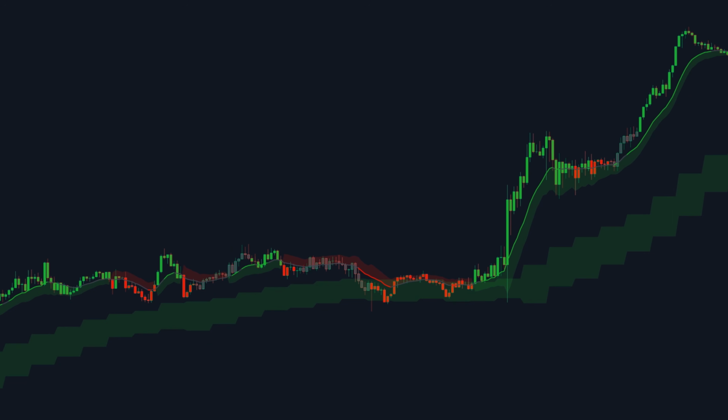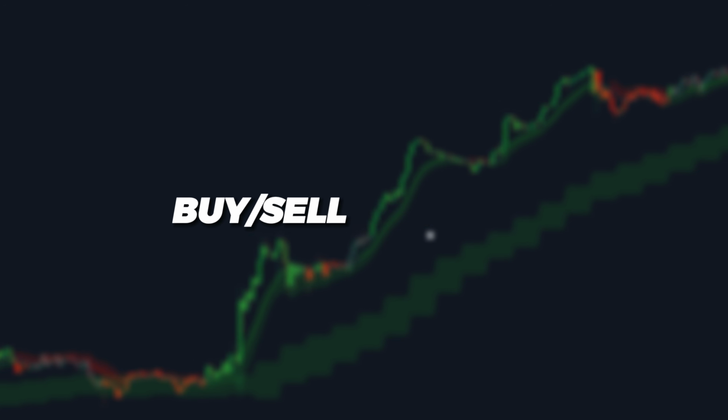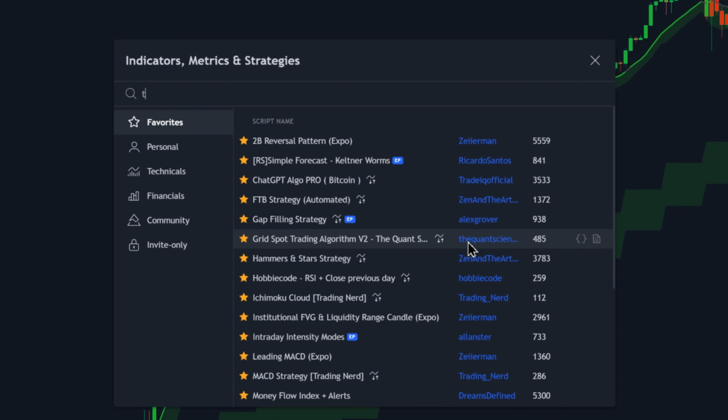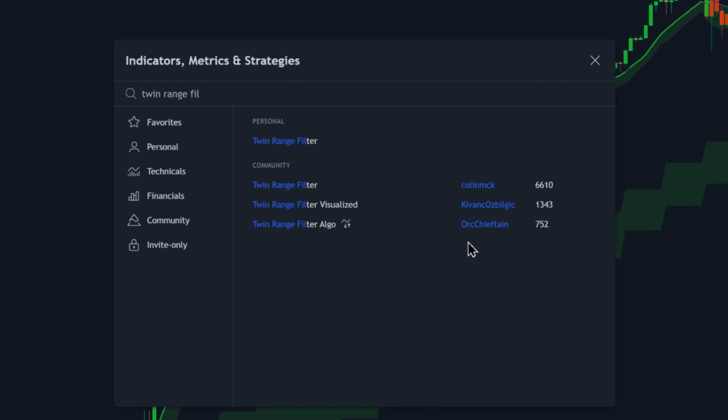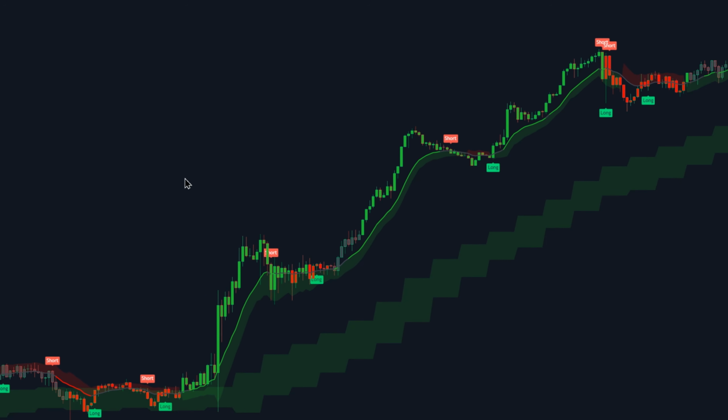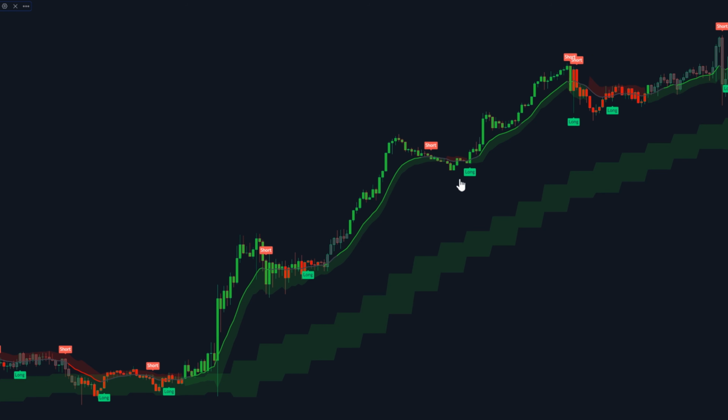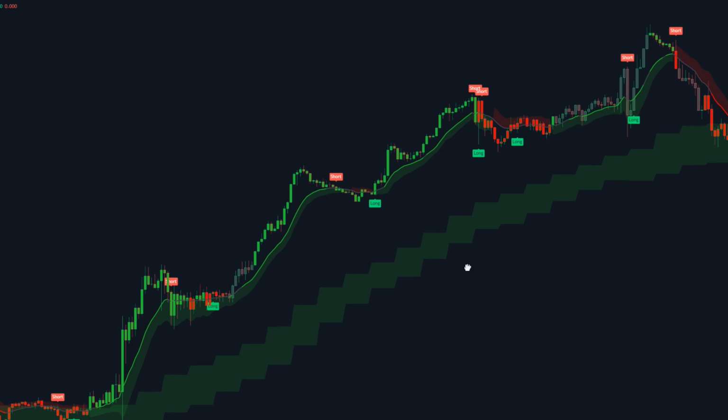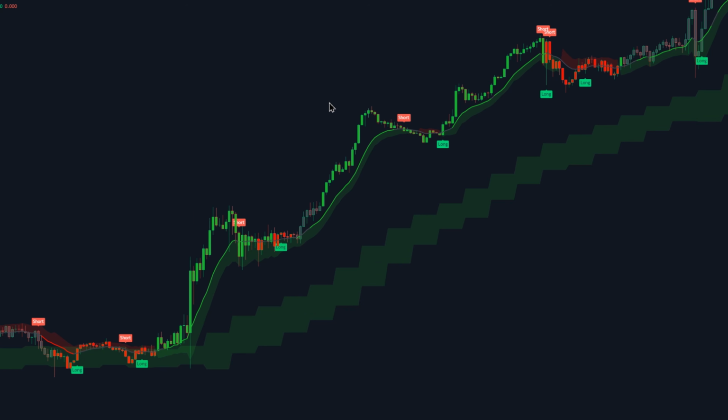So the extra indicator that we need to add is going to be a buy-sell indicator called Twin Range Filter, which is actually my favorite buy-sell indicator on TradingView. We're going to be using the default settings, so no need to change anything. Now, at this point in time, I know you may be thinking, but how can we take long and short positions using these two indicators that we have here? Well, let me show you.